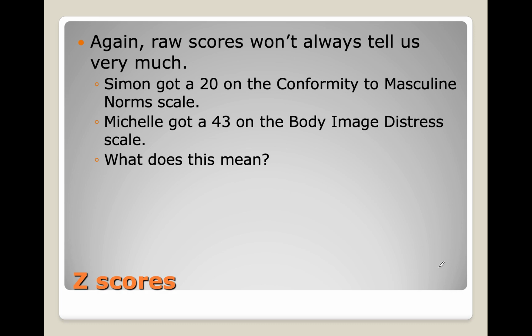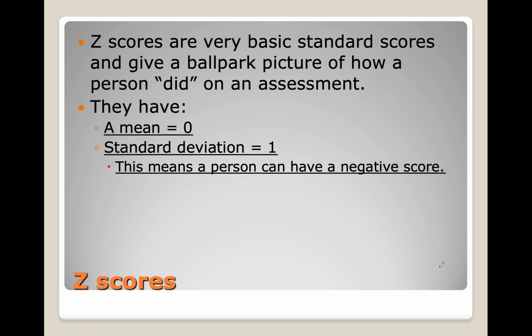So that's where the standard scores come in. The example here is if Simon got a 20 on the conformity to masculine norms scale, is that the same thing? Did he score lower on that than Michelle did on the body image distress scale? It's apples and oranges. So a z-score, and you're writing this down on your PowerPoint, is a standard score. They have a mean of 0. So anytime you hear someone say z-score, you know the average is 0. And it has a standard deviation of 1.